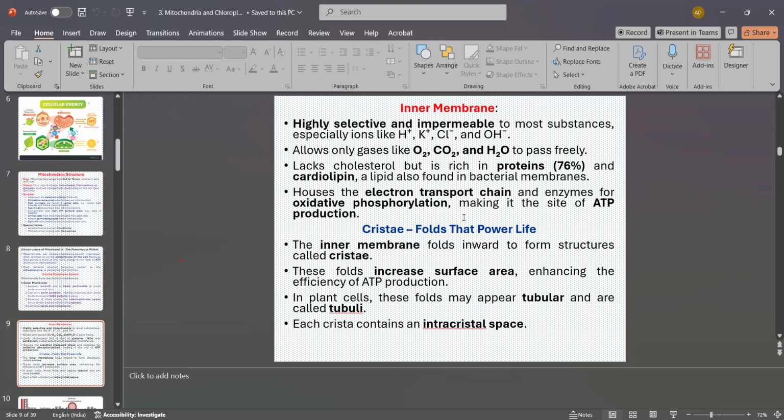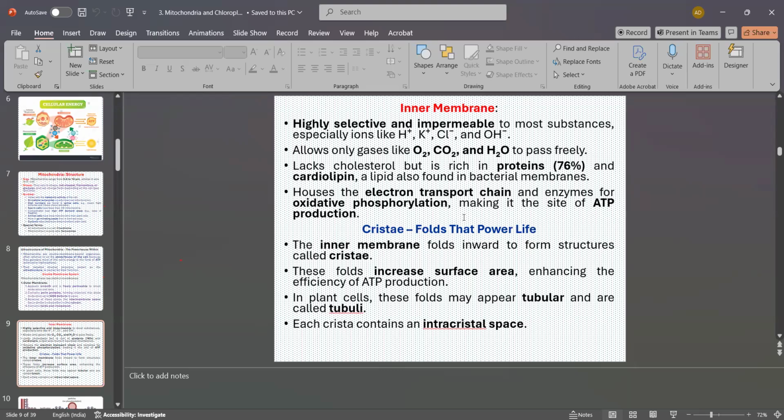Then the cristae: inside the outer and inner membrane are the cristae. The cristae are folds. Inside the cristae is the matrix, a liquid-like substance, and DNA thread-like structures are also present in it. The inner membrane folds inwards to form a structure called the cristae. These folds increase the surface area, enhancing the efficiency of ATP production.